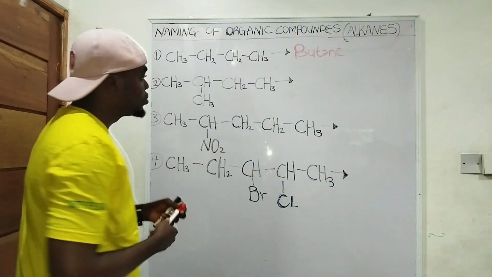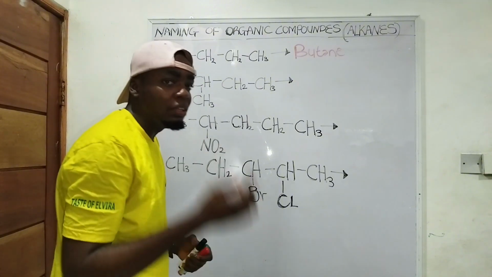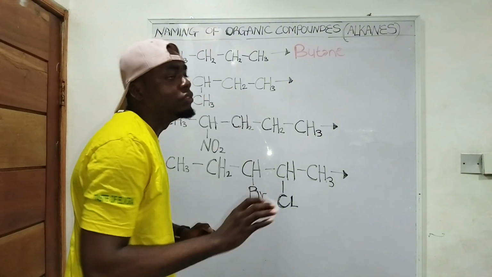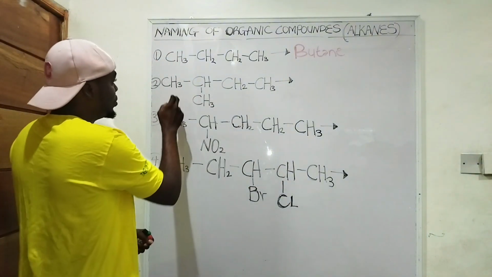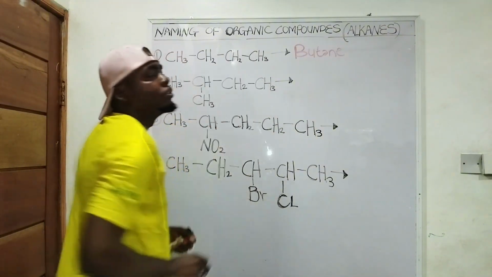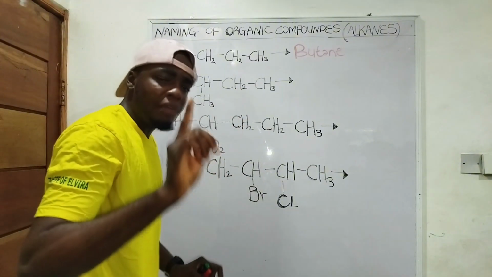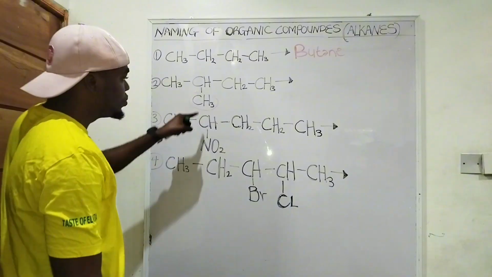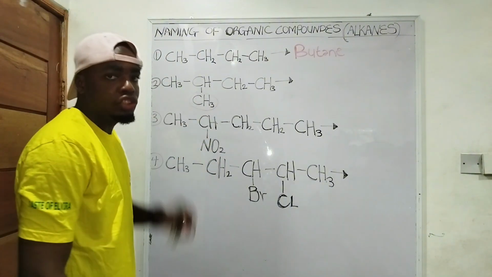So moving on to number 2. Like I stated earlier, once you are given a structure and asked to name, the first thing you need to do is locate the longest carbon to carbon chain. So let's check for the longest carbon to carbon chain in this particular structure. Now we have 1, 2, 3, 4. So the longest carbon to carbon chain for this structure is equal to 4. But we have another thing here. This is what we call substituents. In naming of organic structures, we call these substituents.